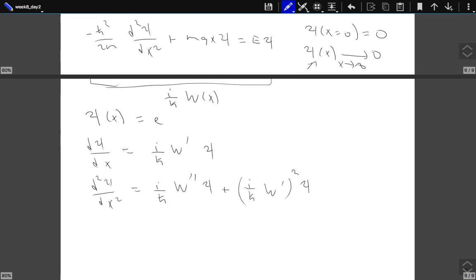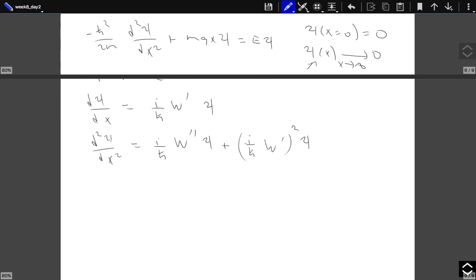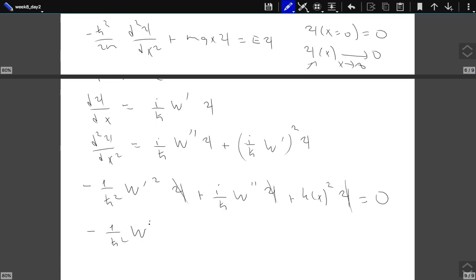So if you put them back into our differential equation, we get minus 1 over h bar squared omega prime squared psi plus i over h bar omega double prime psi plus k(x) squared psi should be equal to 0. Or, if we cancel the psi, since we are looking for a non-trivial solution, we see that minus 1 over h bar squared omega prime squared plus i over h bar omega double prime plus k(x) squared should be equal to 0.